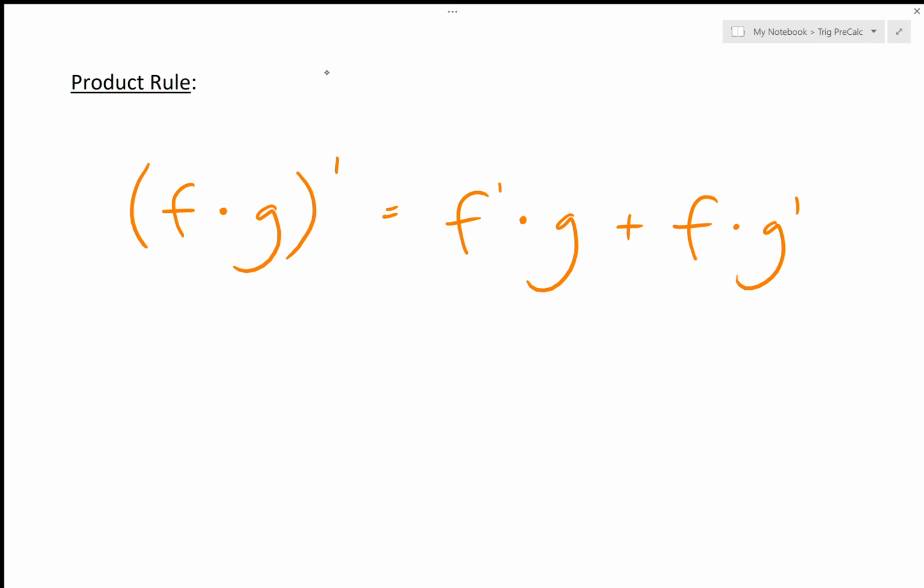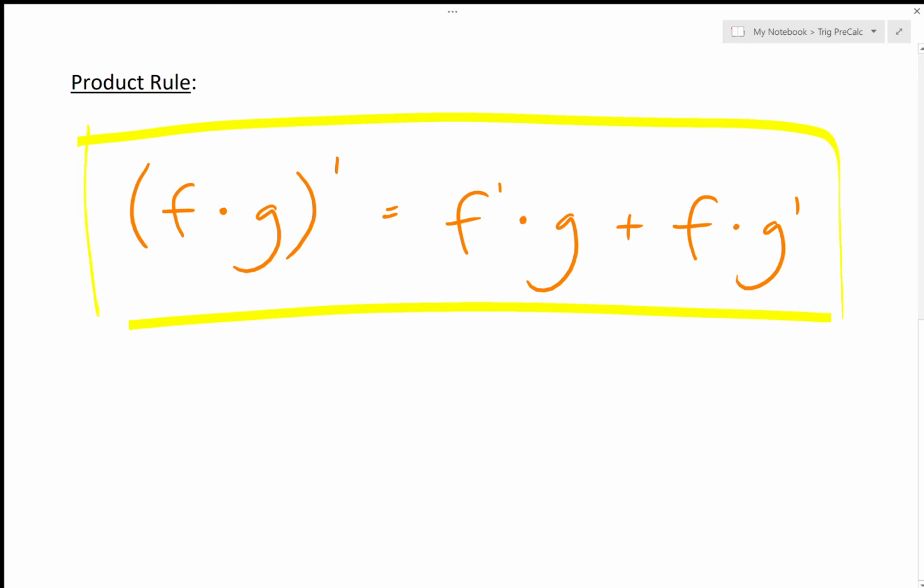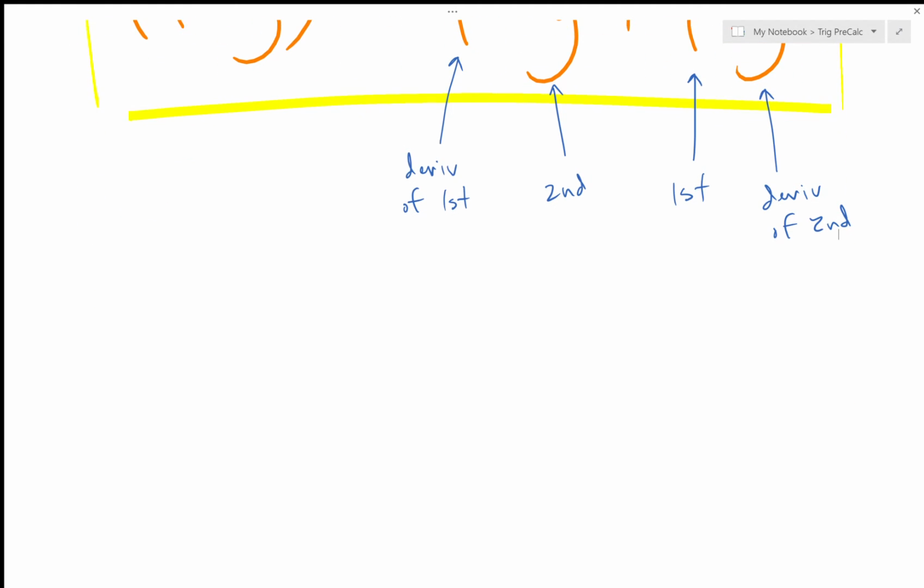So a little way to break this down here, and I'll box this for us. That is the product rule. So, derivative of first times the second, and then the first term times the derivative of the second. Alright, so kind of sloppy there, but we'll see how this comes into play in a second.